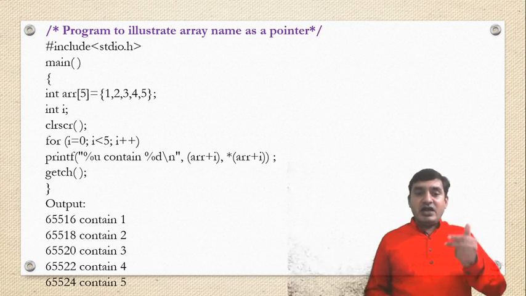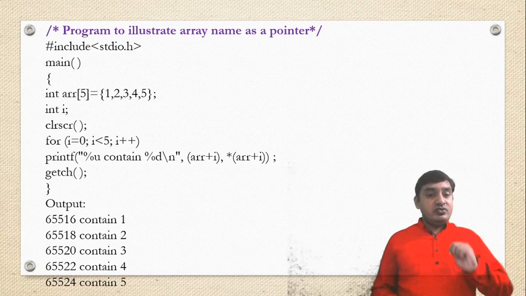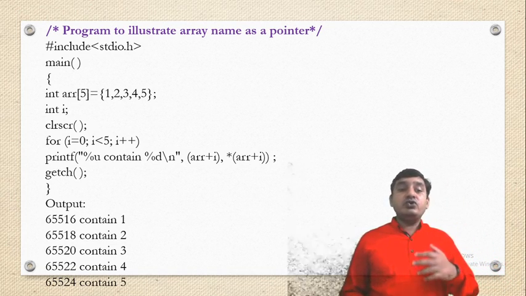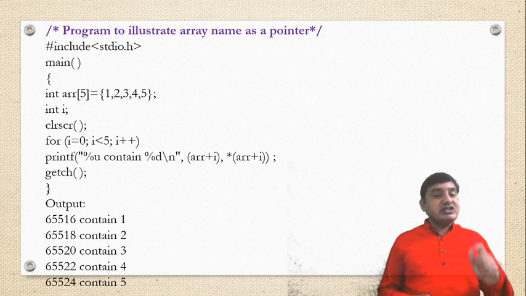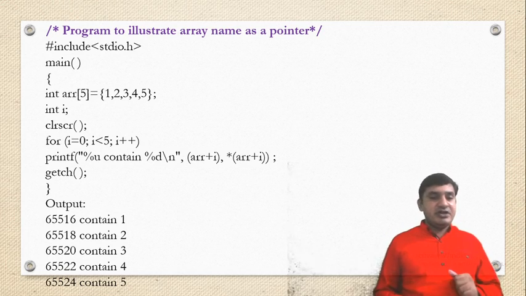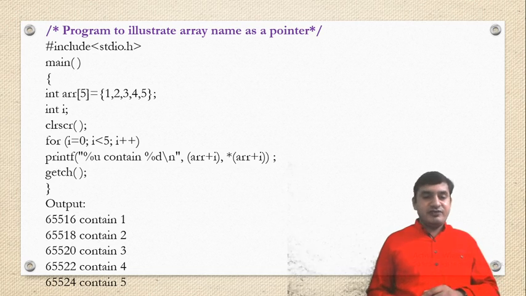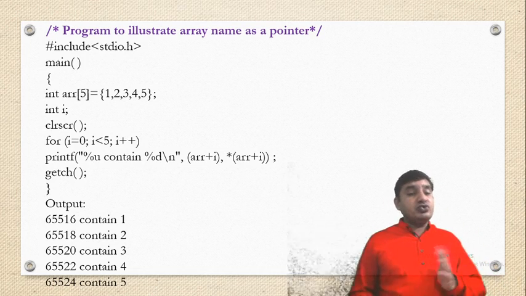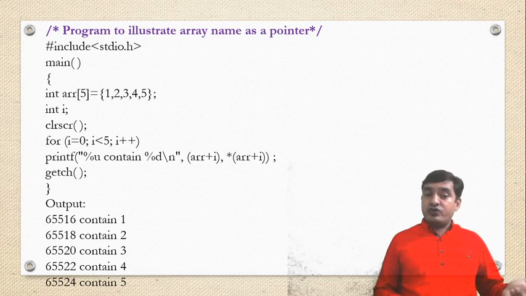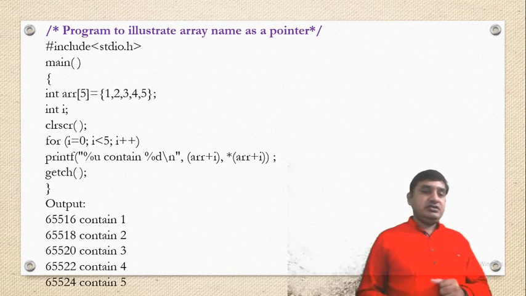Now this address is incremented by 2. Why is the address incremented by 2? Because an integer is of 2 bytes. So 65518 contain 2, that is the second element of the array. 65520 contain 3, the third element of the array. 65522 contain 4, the fourth element of the array. 65524 contain 5, this is the fifth element of the array.